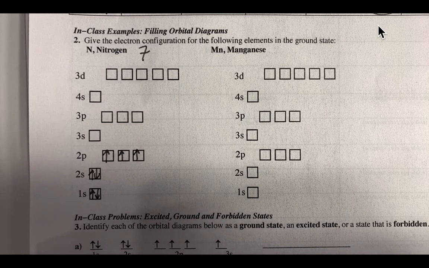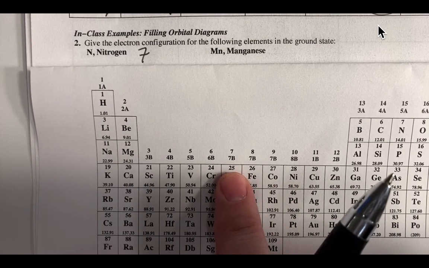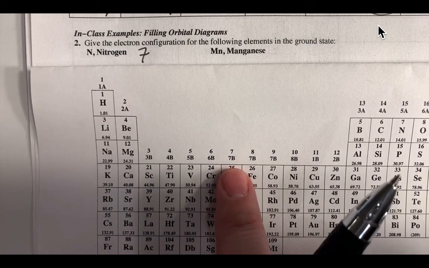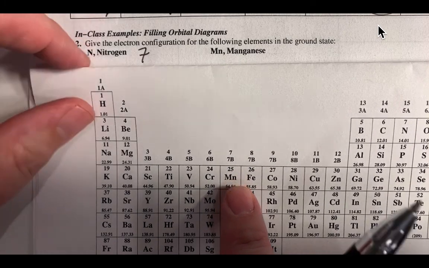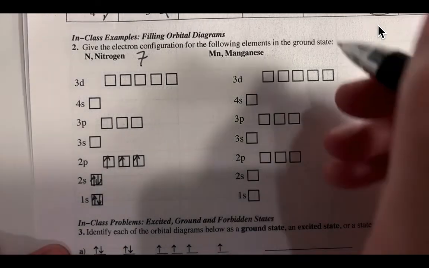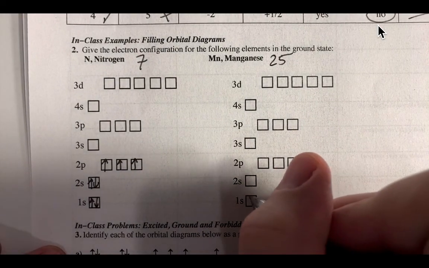Then when we go to something like manganese, it's not much more complicated actually. It's more electrons. It takes a minute or so longer, but the plan for what we're going to do is going to be the same. So figure out how many total electrons the atom has, and then go about putting them in.